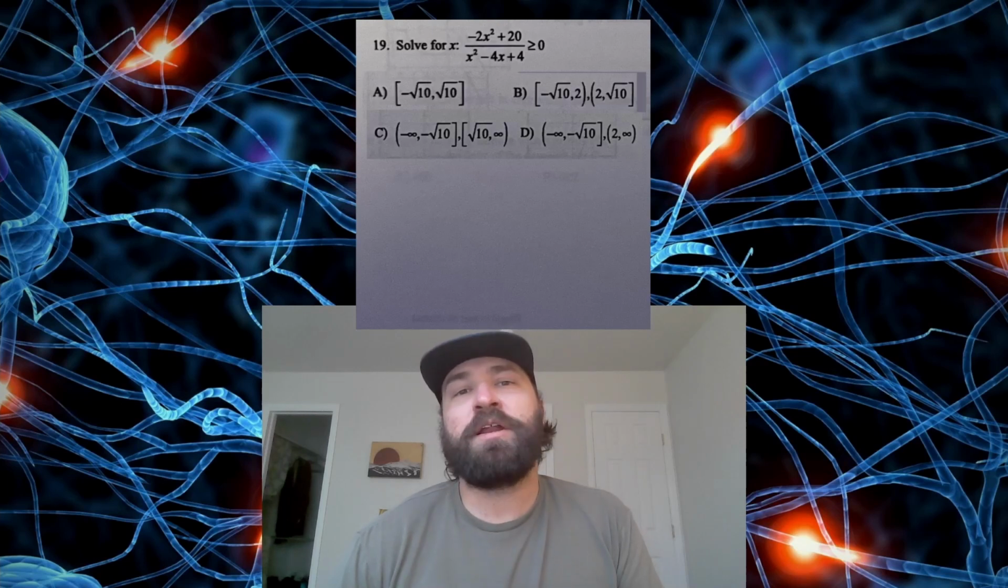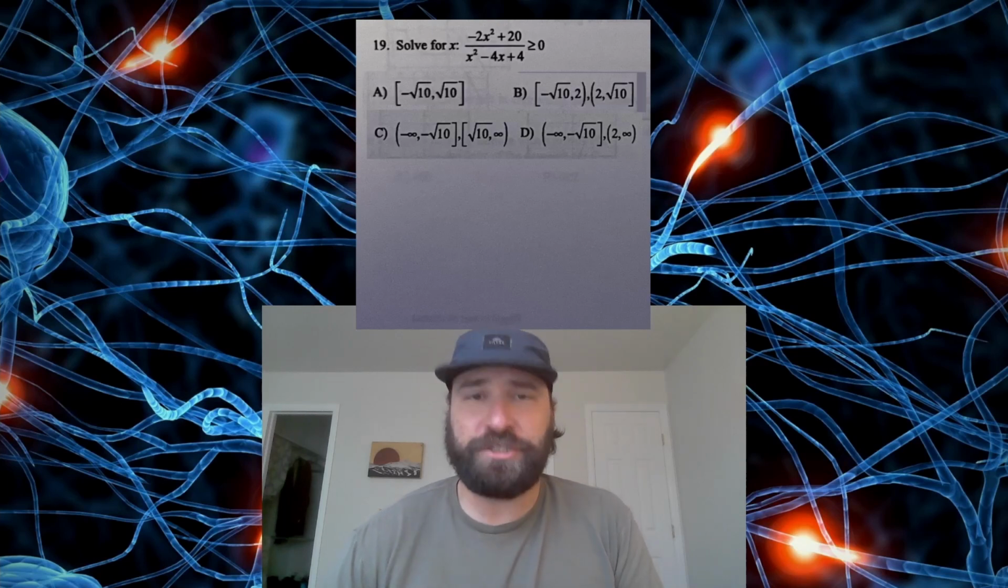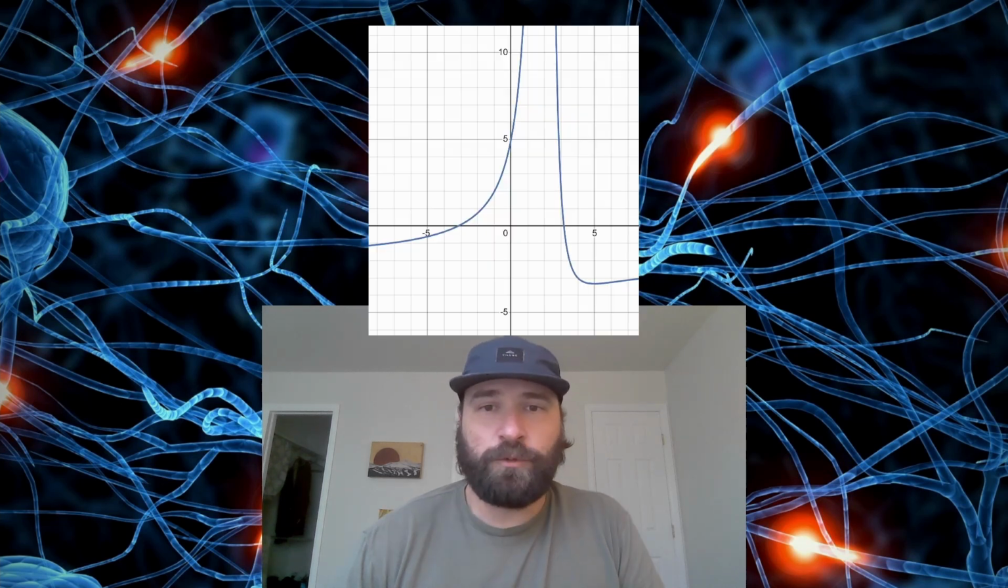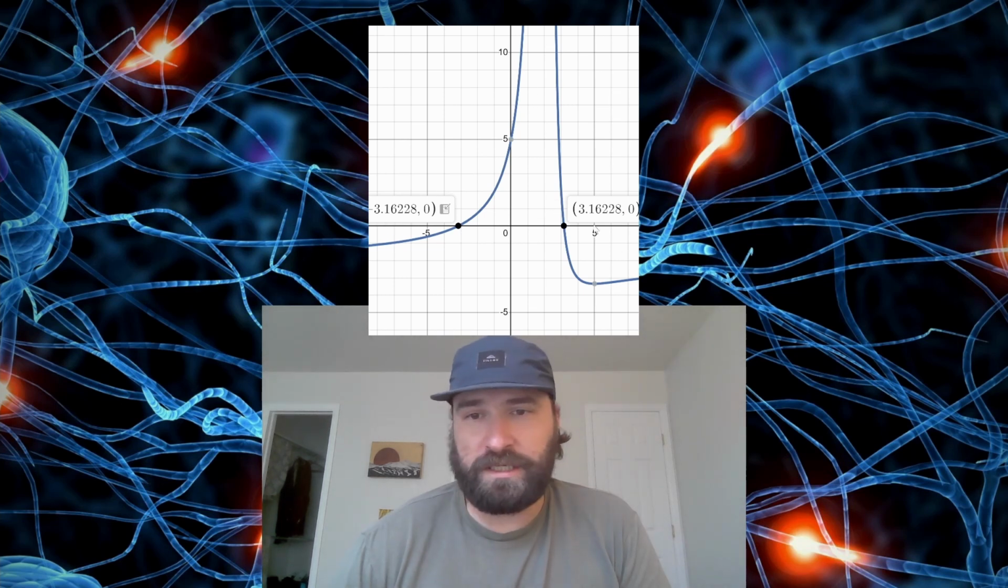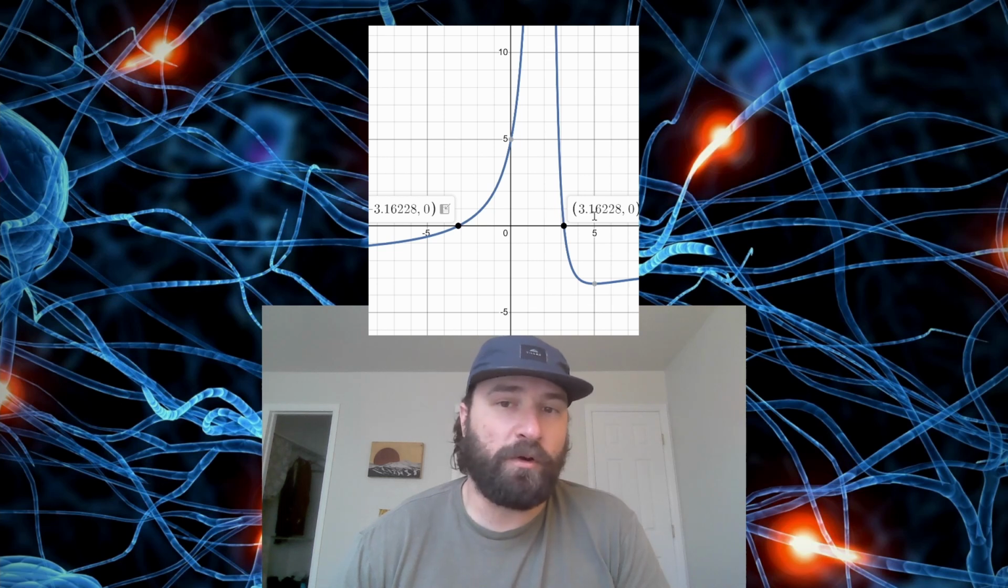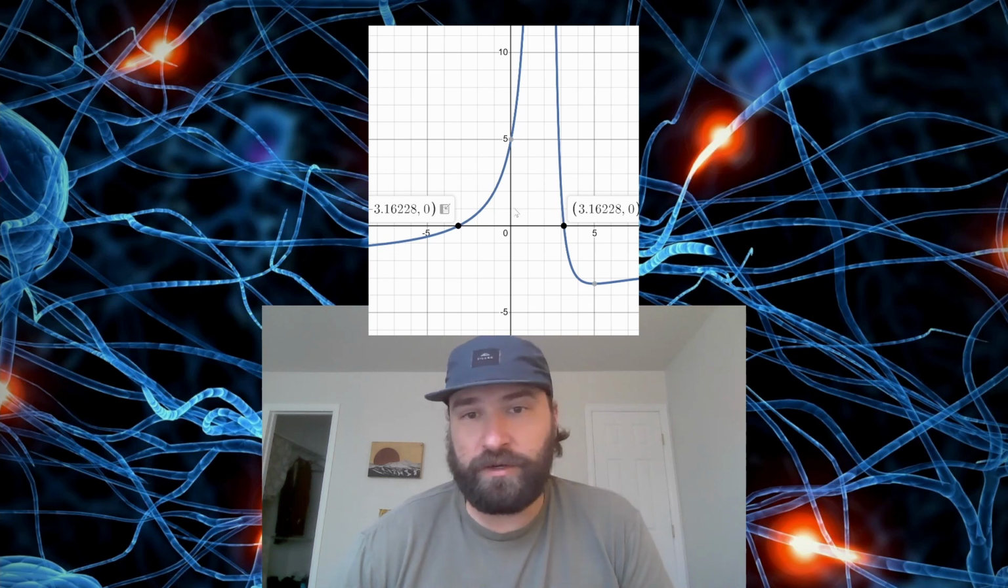All right, y'all, let's dive right into another AP Pre-Calculus test question. This question's asking about when this function is greater than 0. So we could just graph the function and look at where the zeros are of the function, which is where it crosses the x-axis, and notice that the function is above 0 between negative 3.16 and positive 3.16, which is actually the square root of 10. If you have a graphing calculator, you could do this.